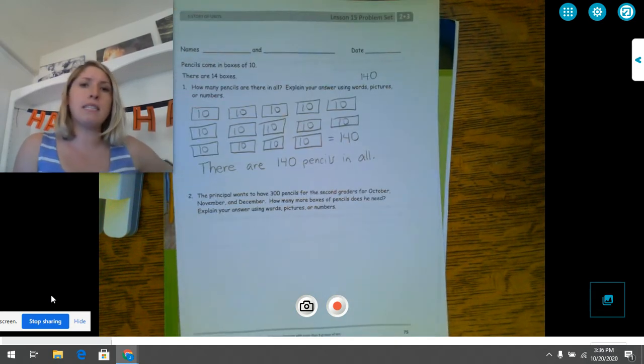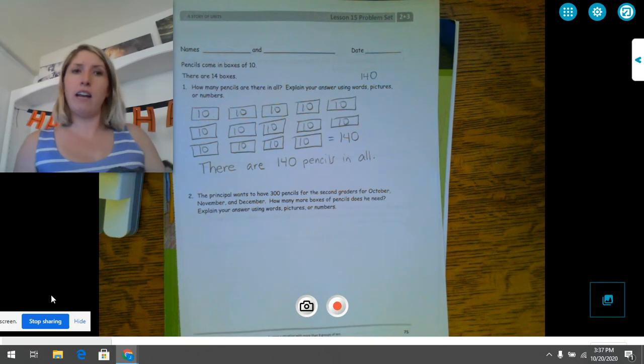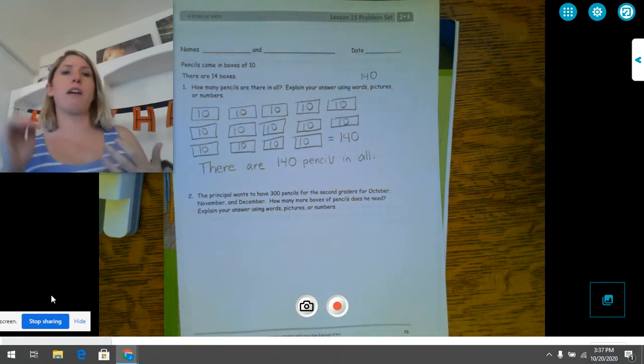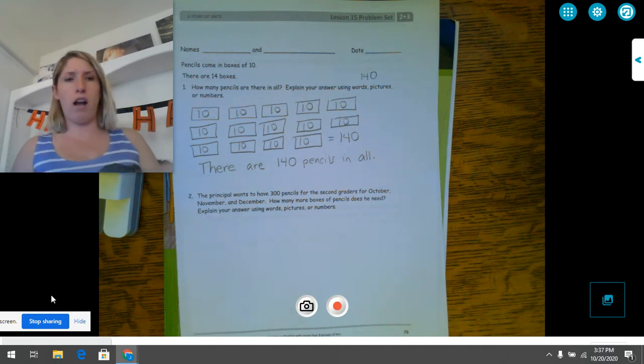The principal wants to have 300 pencils for the second graders for October, November, and December. How many more boxes of pencils does he need? Explain your answer using words, pictures, or numbers. Now, every year, the kids get kind of confused when we read this one when we do it together in class. They didn't really word it so great, so you're not quite sure what they're asking.